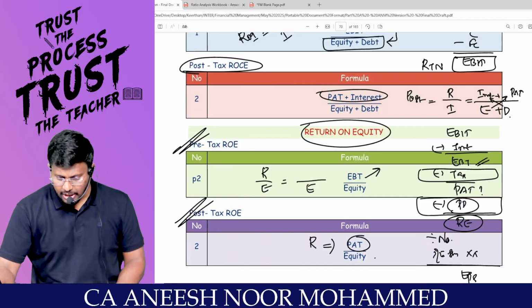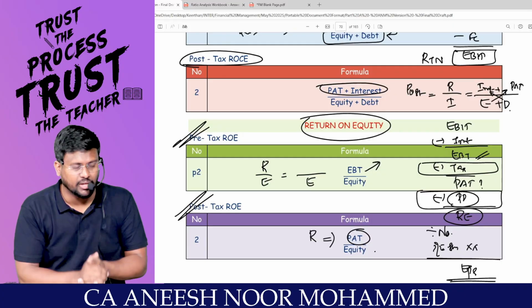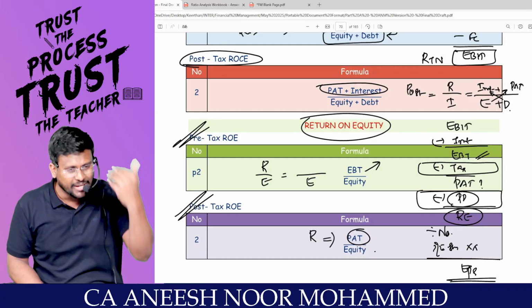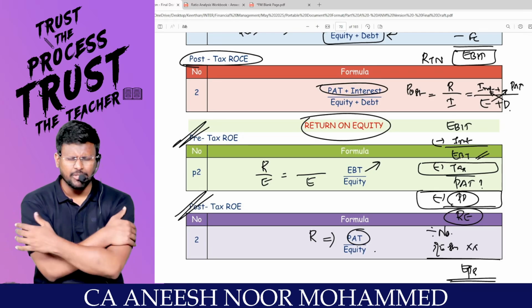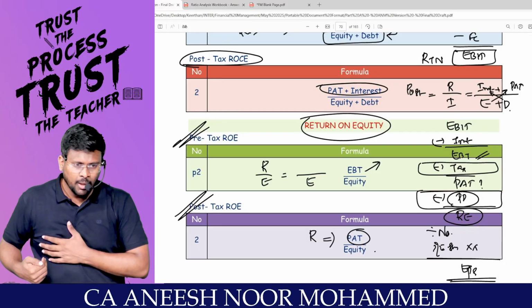Comfortable? Return on equity means I am analyzing only from the angle of the equity shareholders. Equity means equity plus preference, right? Yes, sir. My dear lovable students, return on equity means what is the profit? Profit before tax?